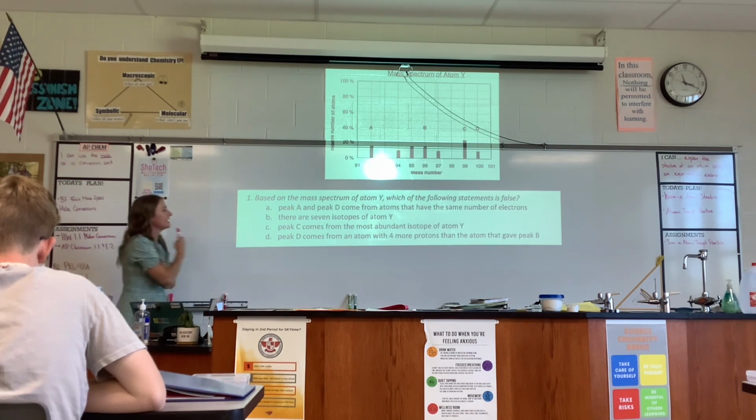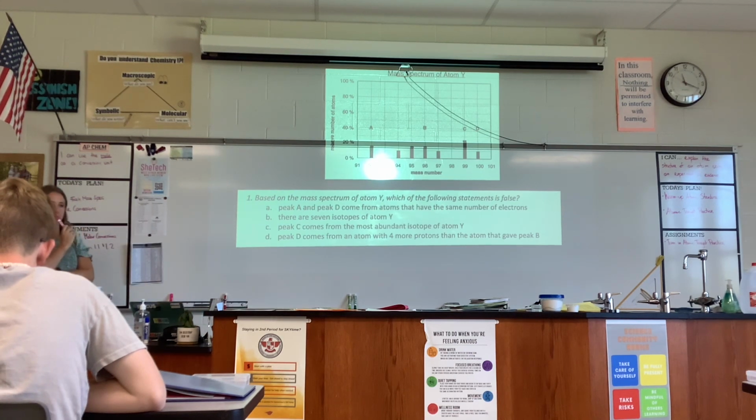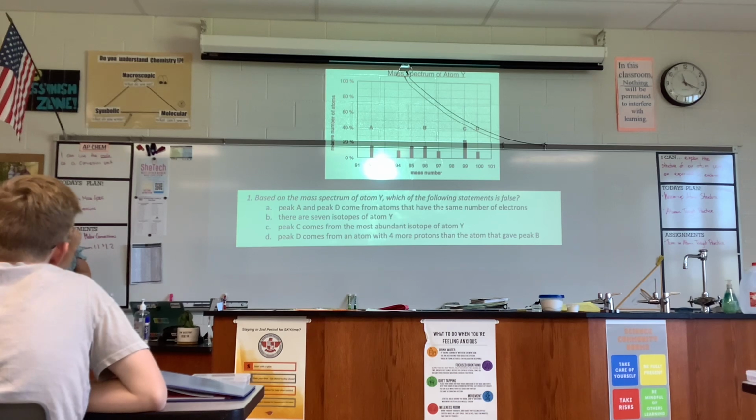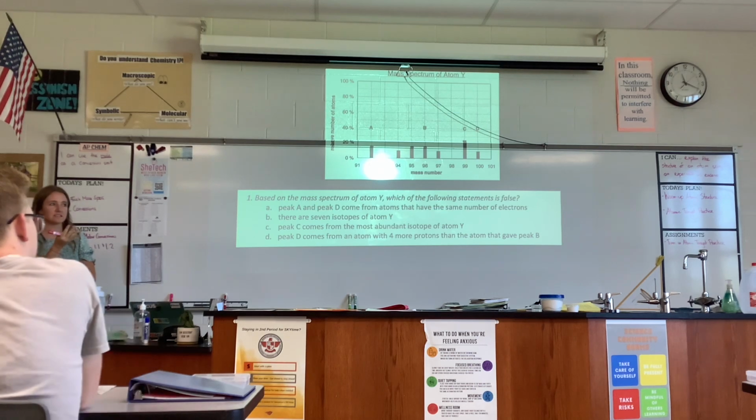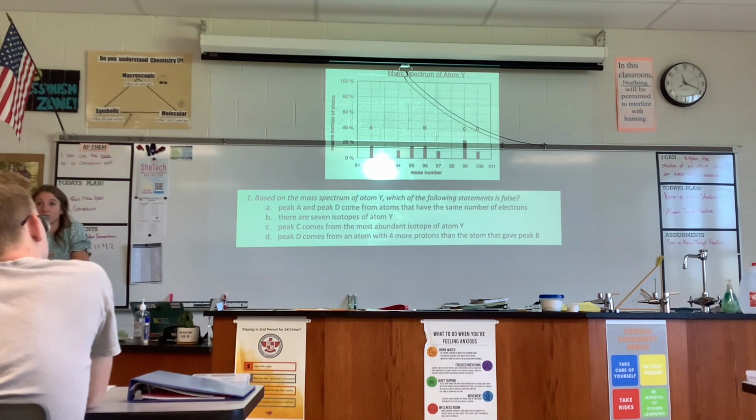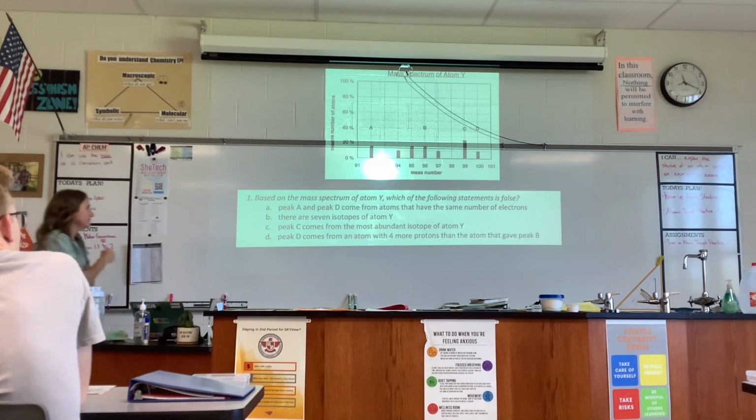A says peak A and D come from atoms that have the same number of electrons. This is not the answer, but it's a tricky one. Anyone know why it's not, Bryson? Because it could, but it couldn't, because you can't guarantee the number. Yeah, it's one of those where you don't know from this graph. This graph gives us no indication about electrons, so I can't guarantee it's false, and I can't guarantee it's true.